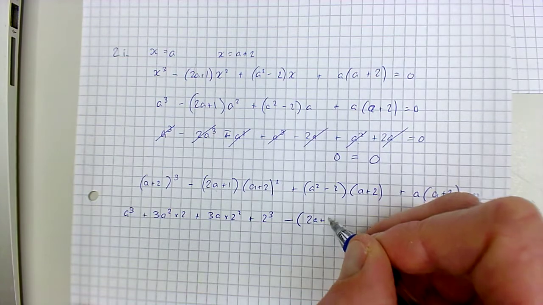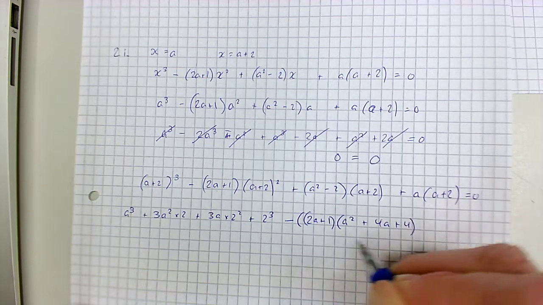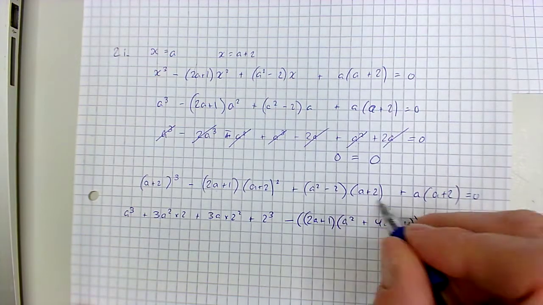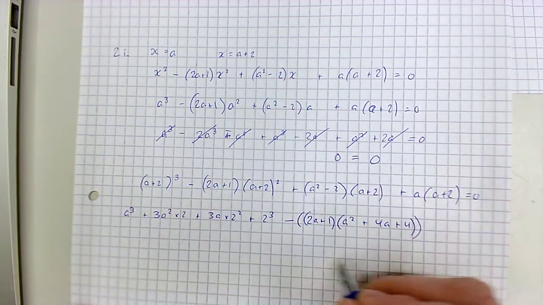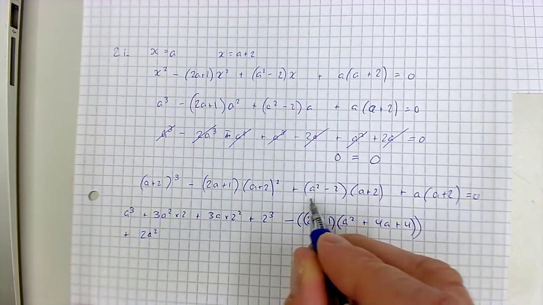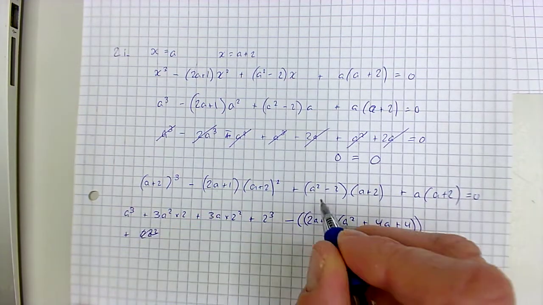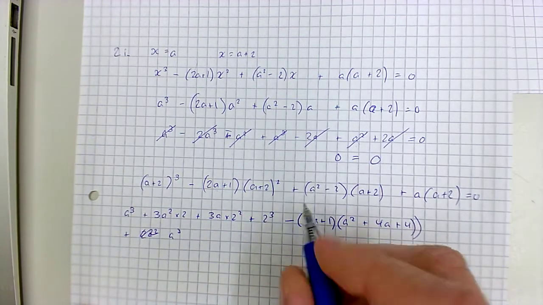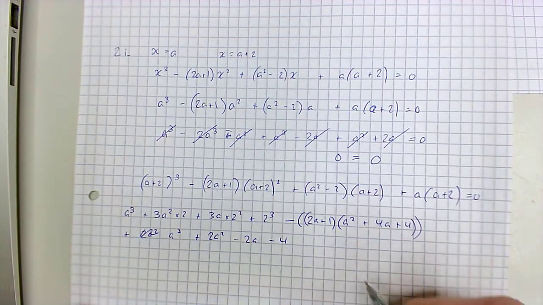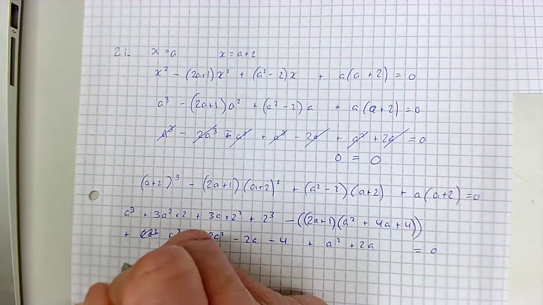Okay, so I've got 2a plus 1 times a squared plus 4a plus 4. And I'll come back to that in the next line. And then here, if I expand this bracket, in fact, I'm going to come on to the next line. So expanding this bracket here, I've got, sorry, no, I don't. I've got a cubed plus 2a squared minus 2a minus 4. And then finally I've got a squared plus 2a, so that's supposed to be equal to 0.